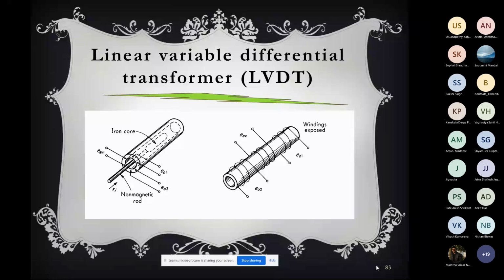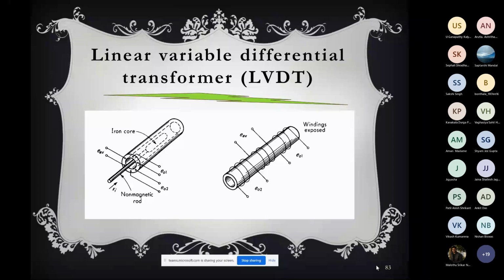The name suggests many things: linear, which will come later, variable differential transformer. So let's focus on the name, the differential transformer. Many students say LVDT is a linear variable differential transducer. Wrong. It is not a transducer. It is a differential transformer. Please keep that in mind. So if you say that the LVDT is a differential transformer, what does it mean?